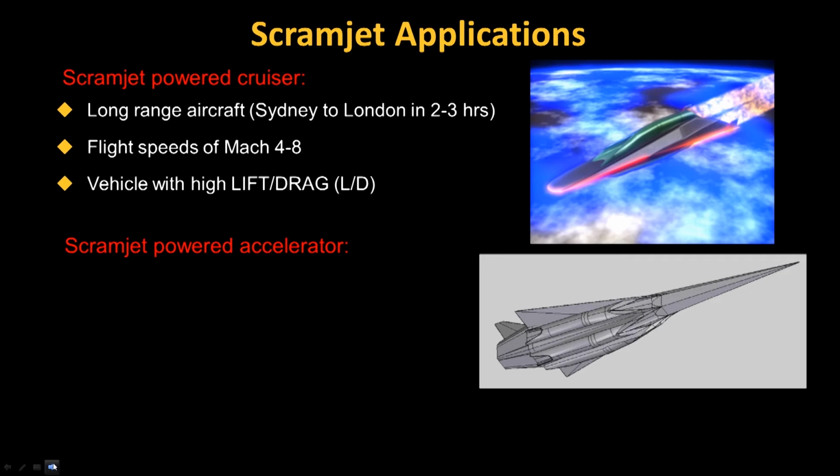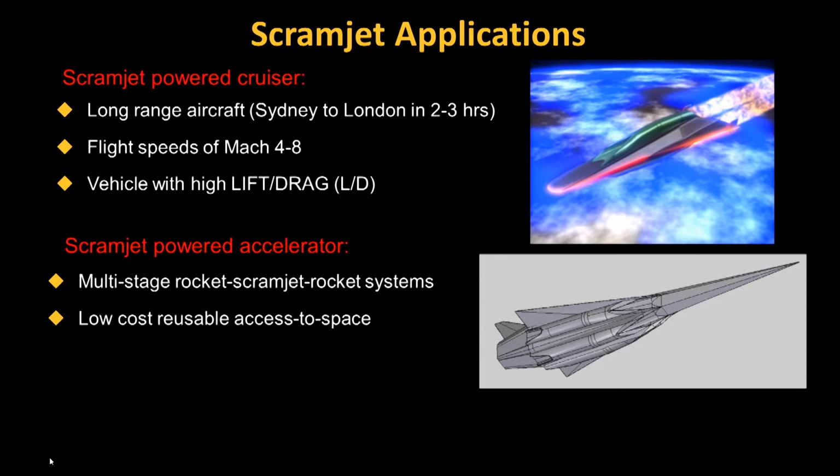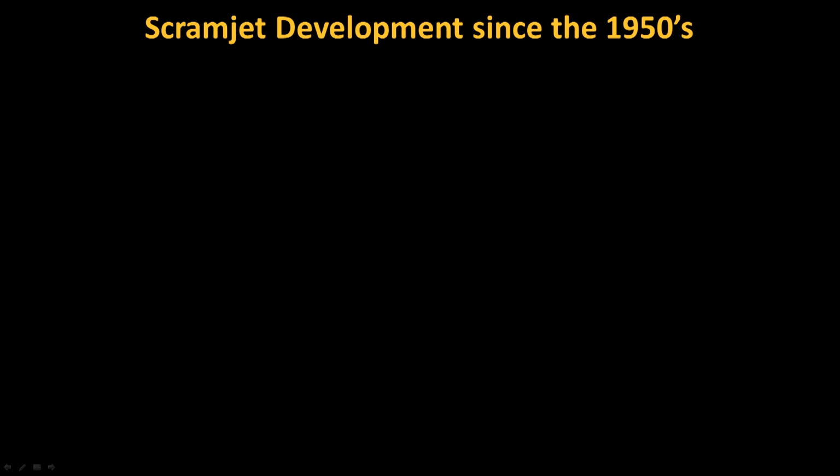A second application is a scramjet accelerator, such as shown in the second figure. This vehicle could be part of a multi-stage scramjet rocket system for low-cost, reusable access to space. So let's now look at how scramjet technology has developed since the 1950s.